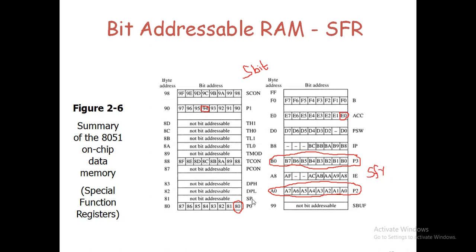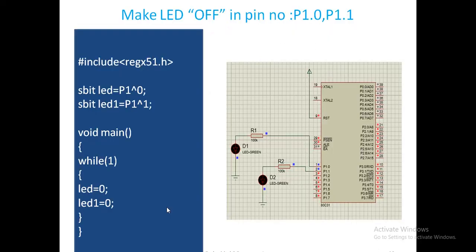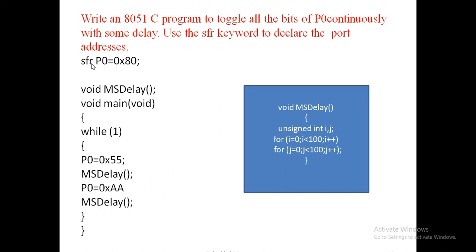In SFR, all these registers are related to the SFR. If you are using SFR directly, there is no need to include reg51.h. Rather than using that header file, I simply use the keyword SFR, and with that I access the entire port. That is the syntax: SFR P0 = 0x80. The address of P0 is 0x80.